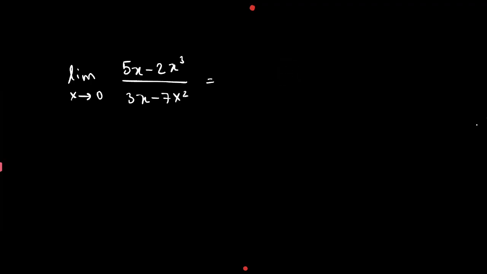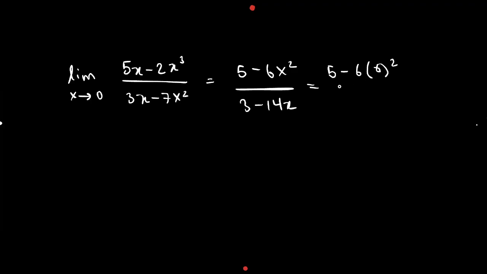Taking the derivative of our numerator gives us 5 minus 6x squared, and of our denominator gives us 3 minus 14x. If we use direct substitution, we get 5 minus 6 times 0 squared over 3 minus 14 times 0, giving us an answer of 5/3. So our limit here is 5/3.